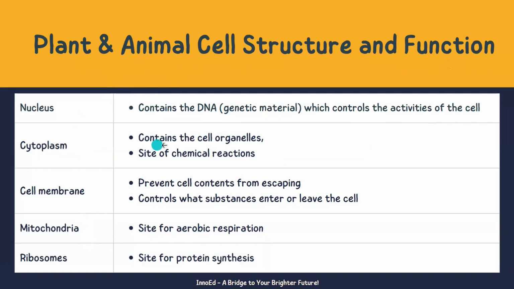Cytoplasm. Cytoplasm contains the cell organelles. Organelles mean the structures inside the cells. It is also the site of chemical reactions. Cell membrane. It prevents the cell contents from escaping. It controls what substances enter or leave the cell. That's why they are often called partially permeable membrane or semi-permeable membrane.